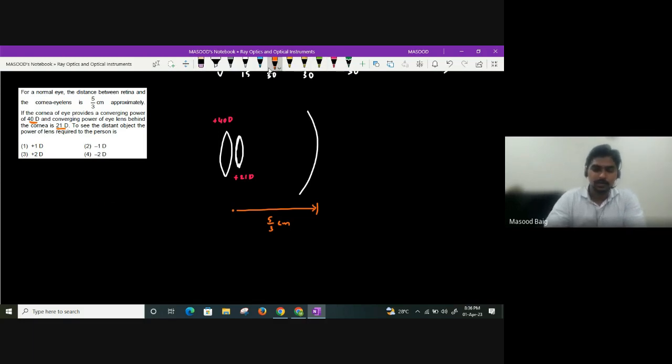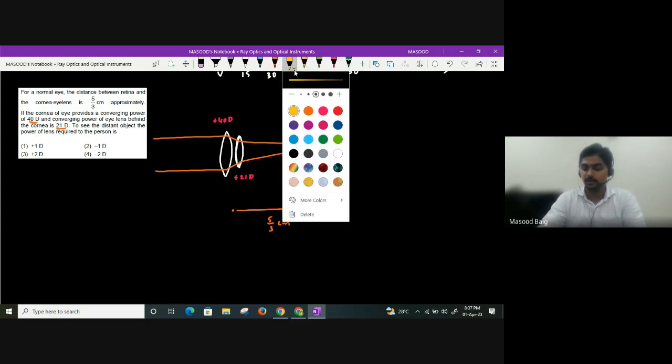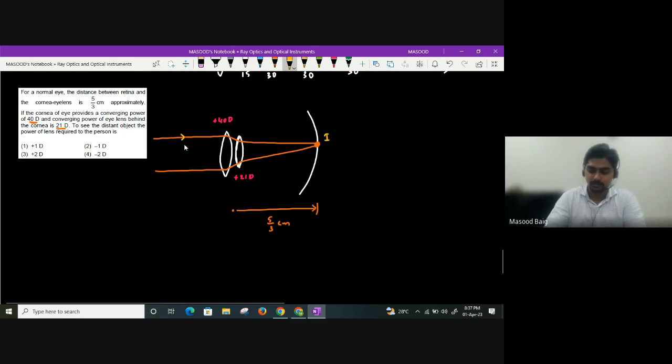For a normal human eye, the far point is infinity, guys. It means even when the object is placed at infinity, a normal human eye can see it, meaning at a large distance. So when the object is at a large distance, how will the rays be? Are they going to be parallel rays or not? These will be parallel rays falling on the cornea eye lens combination. And the final image will form exactly where? At the retina. This will be our final image. This is the general image formation that takes place.